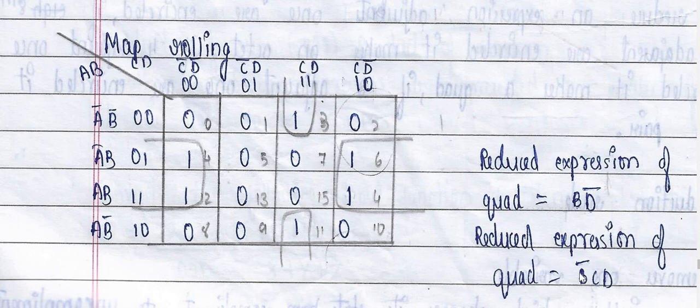Using the octet, we can remove 3 variables. Using the quad, we can remove 2 variables. Using the pair, we can remove 1 variable.